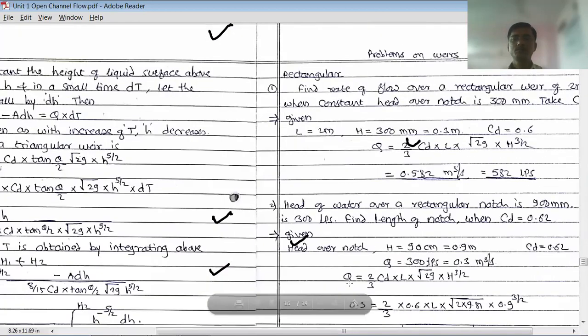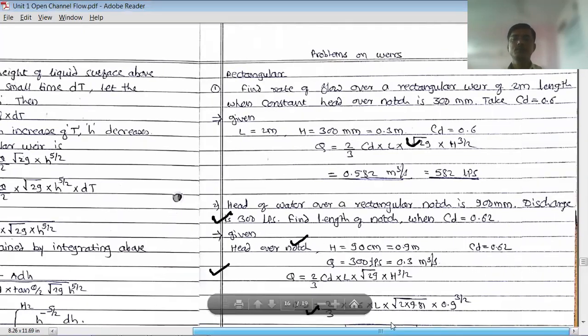Write down the problem. The simplest problem first. Find the rate of flow over the rectangular weir of 2 meter length when the constant head over the notch is 300 mm.